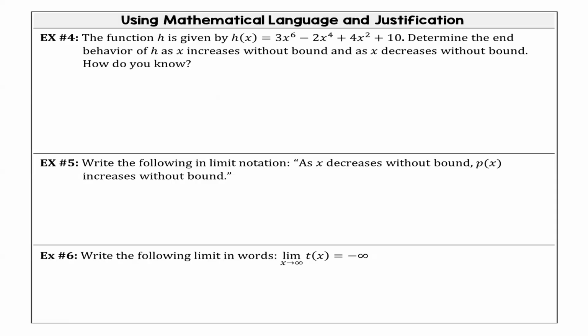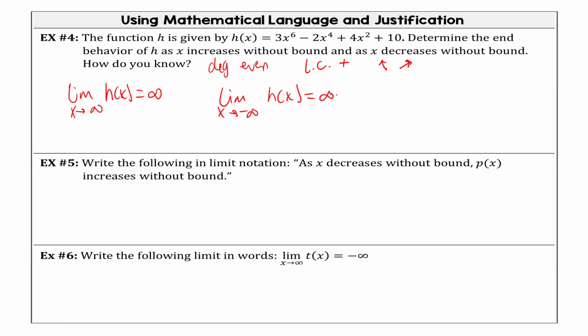All right. So on here again, off the back, what do we have? What's my degree? 6. So we know our degree is even. What's my leading coefficient? Positive. So what does that mean about my behaviors? We're waving our hands like we don't care, right? So we know that the left and right are going to be doing the same behavior. So writing in limit notation, the limit as x goes towards positive infinity of h of x equals positive infinity, and the limit as x goes towards negative infinity, h of x is also going to equal positive infinity. Agree?